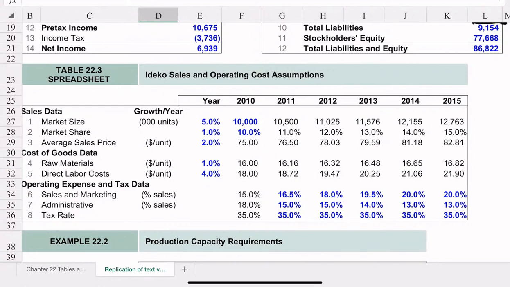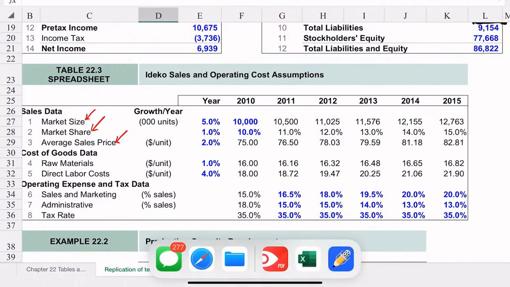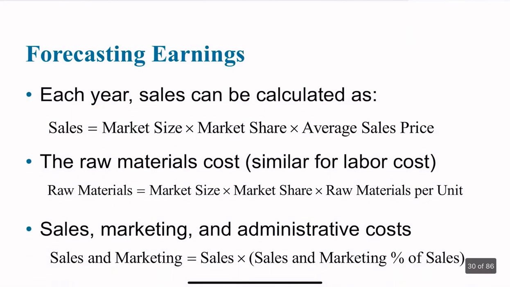Because if you use the total market size times market share, then you will get your firm's number of units, or how many products you can sell. And then if you further multiply this number by the average sales price, this will give you your annual sales number. So you can see that sales equals market size times market share times average sales price.